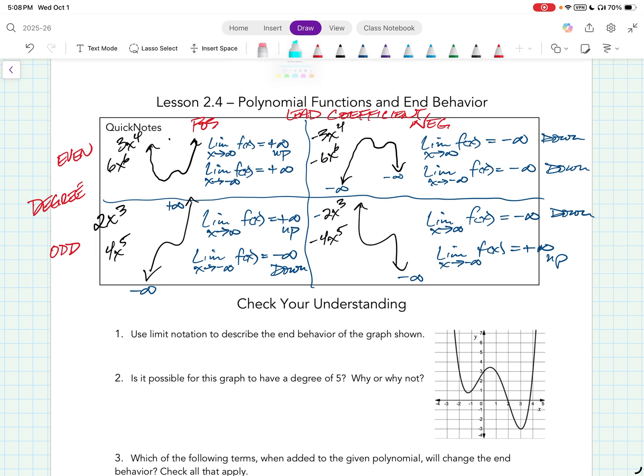Again, we're focusing on polynomial functions, not rational functions. And remember, we're looking at the dominant term here. So let's put this in red. The dominant term, when you analyze a function, is the term with the highest degree.